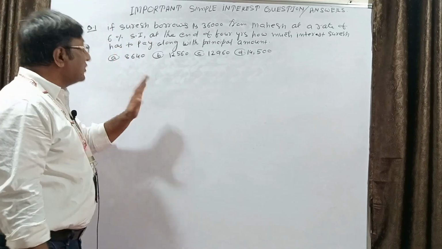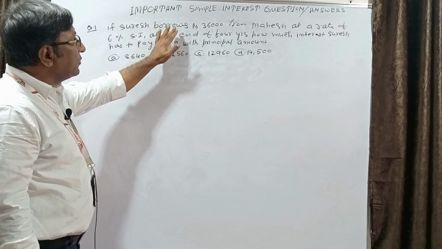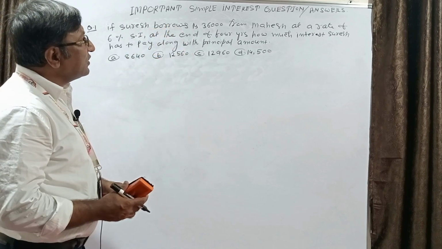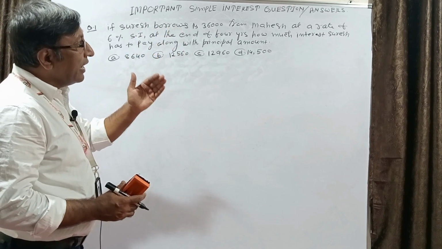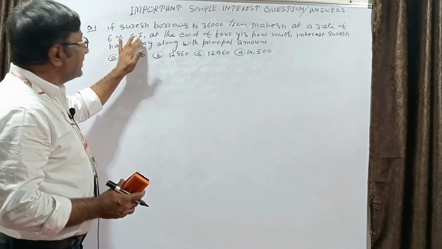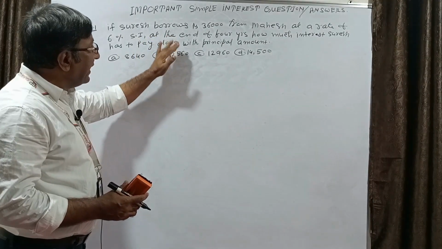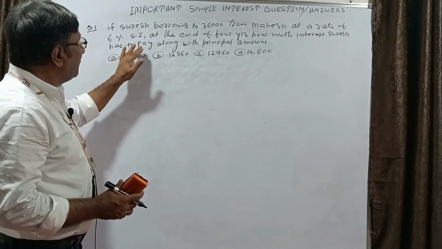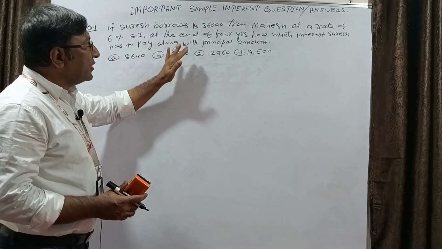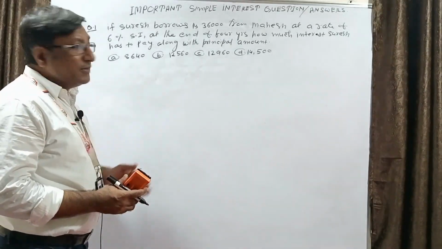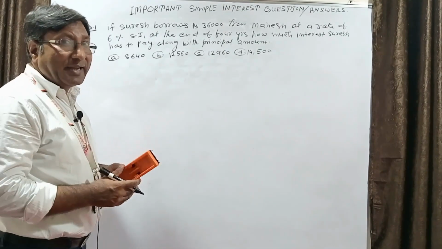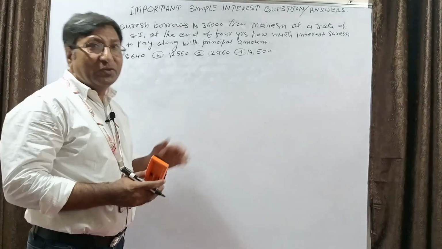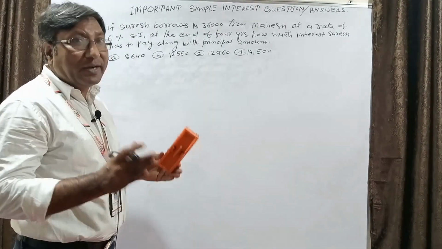The first question is: if Suresh borrows rupees 36,000 from Mahesh at a rate of 6% simple interest, at the end of 4 years, how much interest does Suresh have to pay along with the principal amount? For this type of question, the simple technique is: first read the question carefully and check what is given.